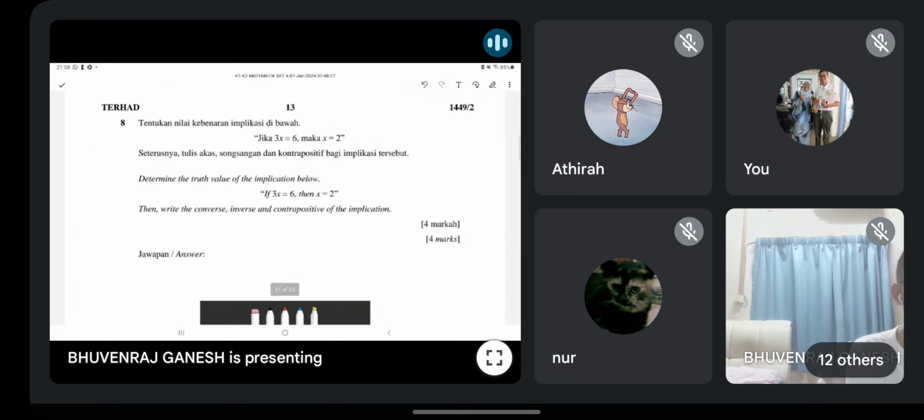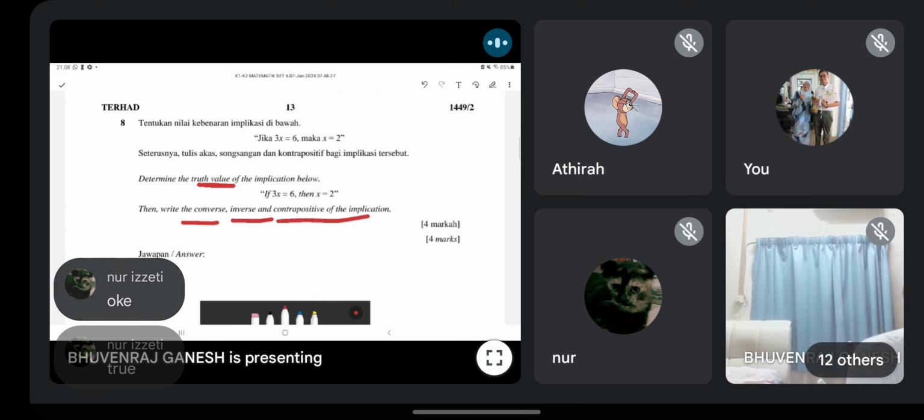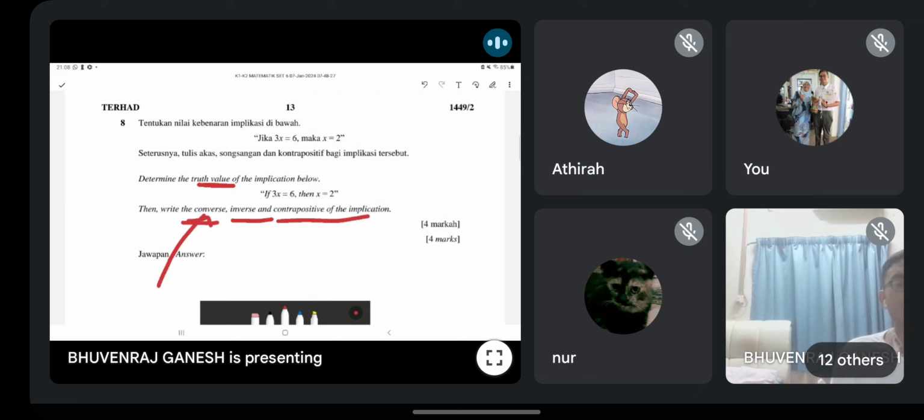Okay, next one. Guys, this one you all like, right? Yang ni kamu kena tulis semua. Hafal sahaja. So who want to do this? Izati, saya nak kamu buat ni. Can you tell me? Converse, inverse dan kontra positif. Okay, untuk yang ni dulu. Eh, sebelum tu, kamu determine truth value. Adakah betul ke tak yang ni? Yes, true. Okay, can you tell me the converse? Apa akas dia? Kamu tulis short form saja, tak perlu tulis penuh. Saya nak tengok kamu buat betul ke tak.